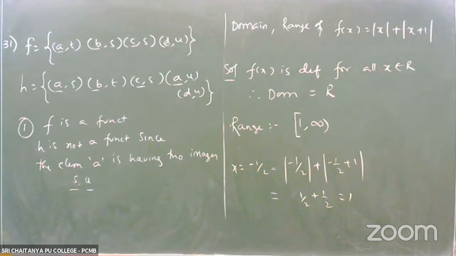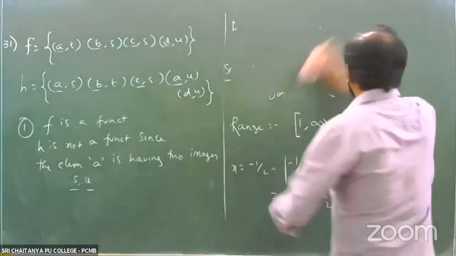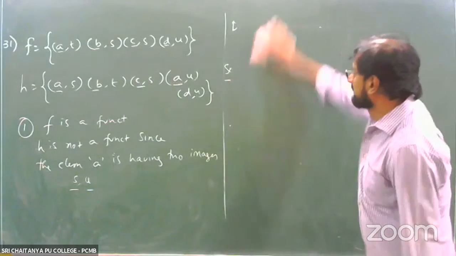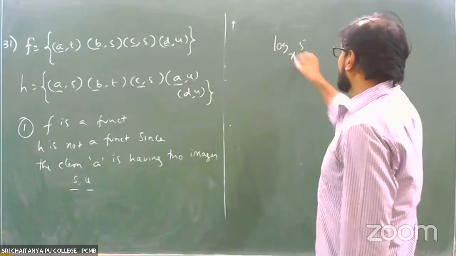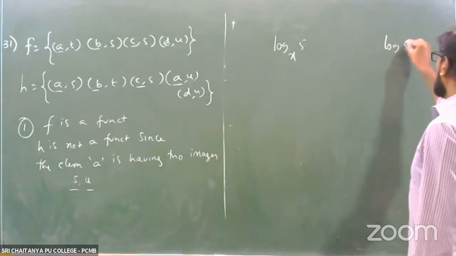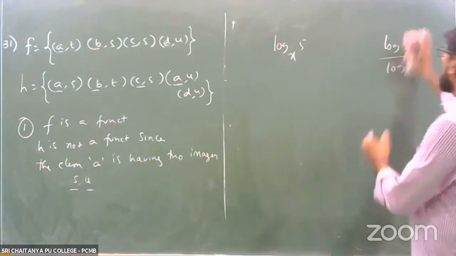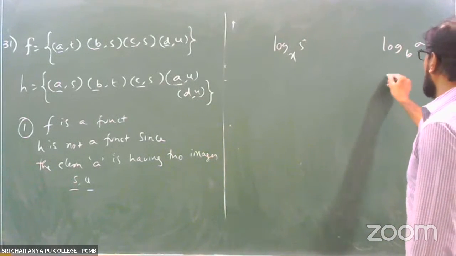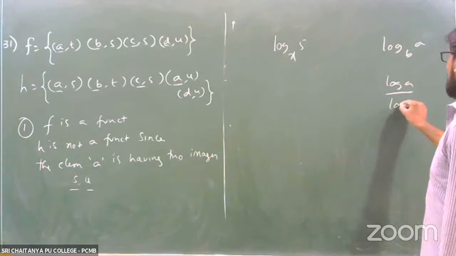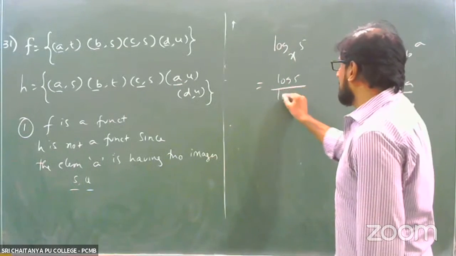Now, one student asked me one problem. Log 5 to the base x. This is in which form? You can write it as log 5 by log x. Why? Because log a to the base b can be written as log a by log b. So you can write this one as log 5 upon log x.